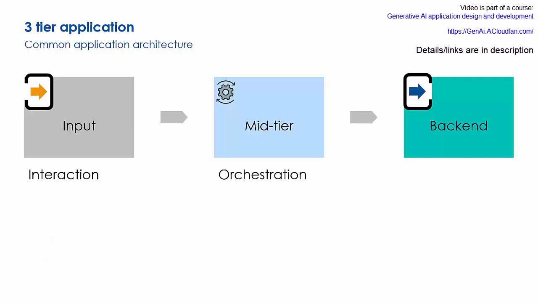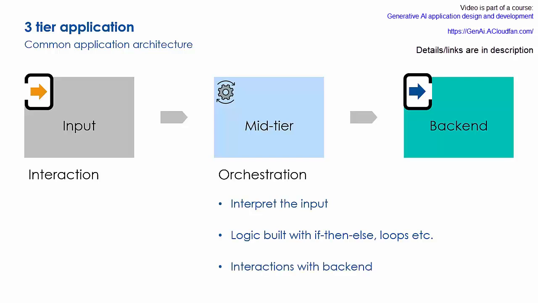The mid-tier consists mainly of the orchestration logic to process the received input. This tier is responsible for interpreting the input so that the received data can be consumed by the application logic. The processing logic is built by the programmers using typical constructs such as if then else, loops, etc. The logic implements the interactions with the backend.